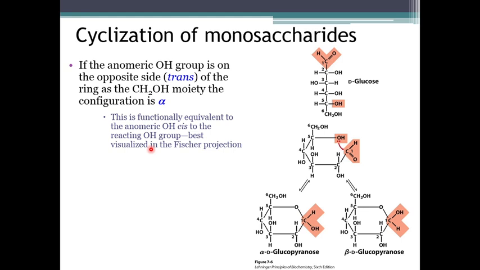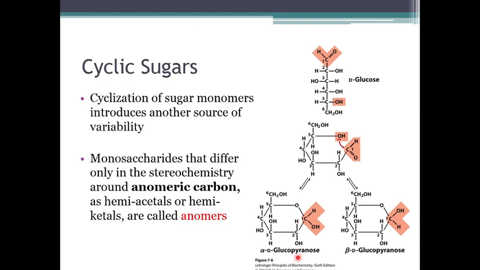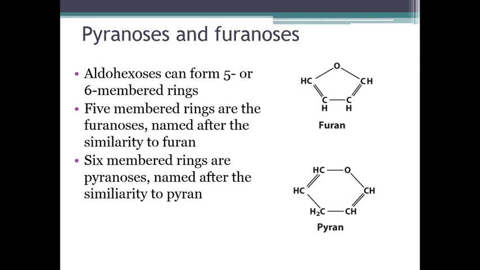You may have realized by now that cyclization of sugar monomers introduces another source of variability. Monosaccharides that differ only in the stereochemistry around the anomeric carbon, as hemiacetals or hemiketals, are called anomers. Remember, sugars are hemiacetals and hemiketals. They are not acetals and ketals. When they differ in their arrangement on anomeric carbons, they are called anomers. Specifically, anomers will have either alpha or beta in their name. These 5-membered or 6-membered sugars are called furanoses and pyranoses.